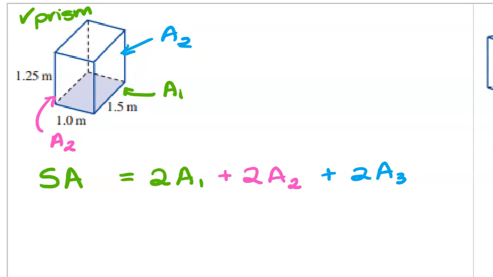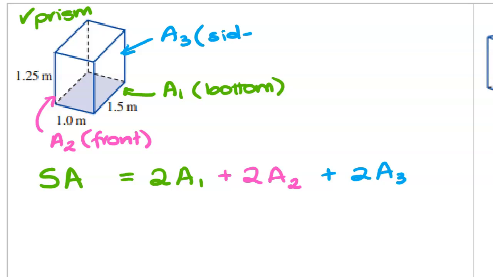Now, just to not confuse ourselves, I'm going to remind myself that A1 was the bottom. The reason we had 2A1 is because the bottom and the top had the same area. A2, that was the front. I've written A2. That one was A3. I think I accidentally erased it before. So A2 was the front and A3 was one of the sides. So let's write side.